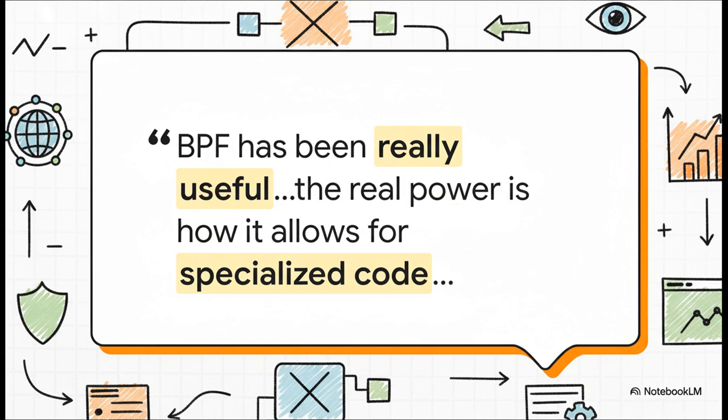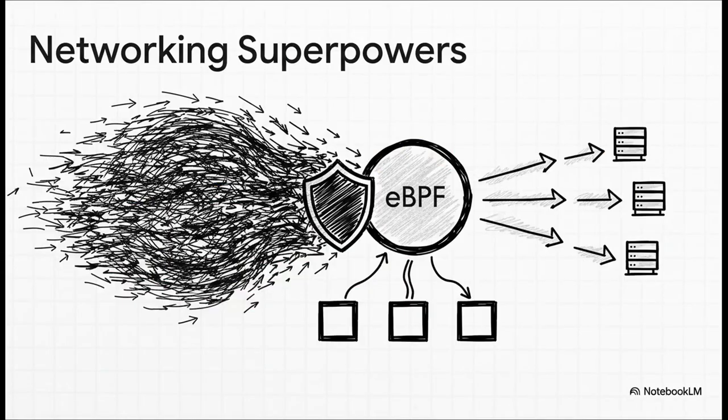He highlights how it lets people add these specialized, on-demand functions to the kernel, which is exactly the problem it was designed to solve in the first place. Okay, so let's talk about its three main superpowers, starting with high-performance networking. This is really where eBPF first made a name for itself.